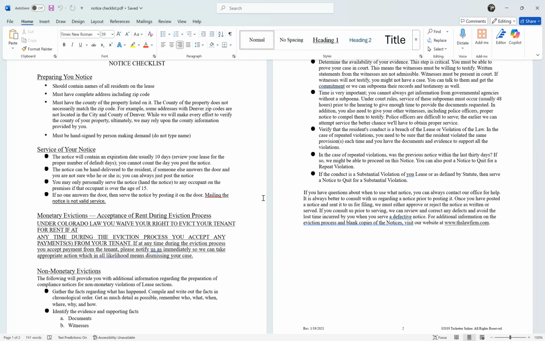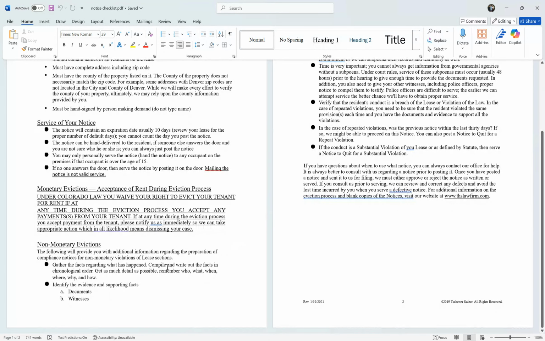Then they can drop off the cashier's check to you or to our office, and we have a receptionist. It's 8 to 5, Monday through Friday. If at any time during the eviction process you accept payment from the tenant, please notify us immediately so we can take appropriate action, which in all likelihood means dismissing your case.